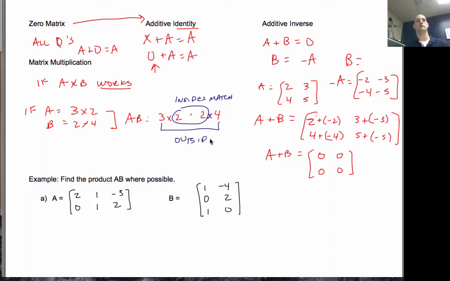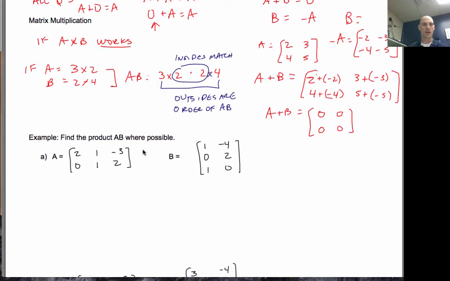Outsides are the order of AB. So A and B can be multiplied because the insides match, and the product is going to be a 3 by 4, 3 rows by 4 columns matrix.